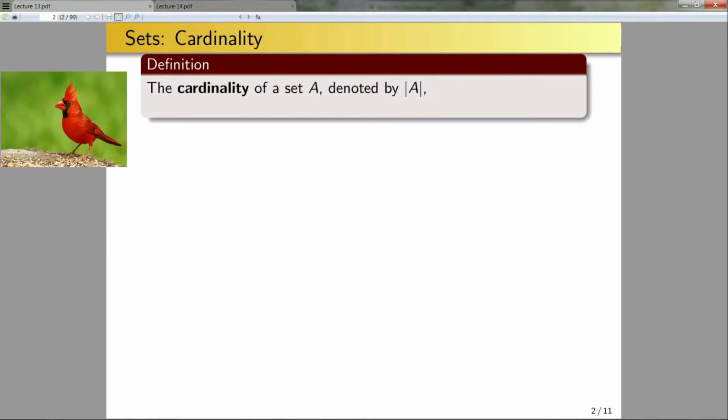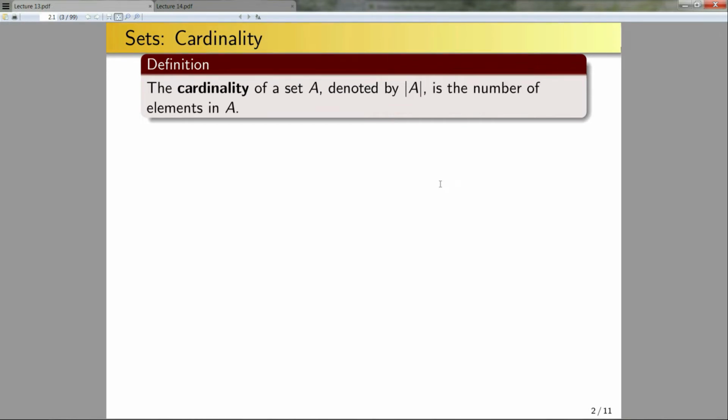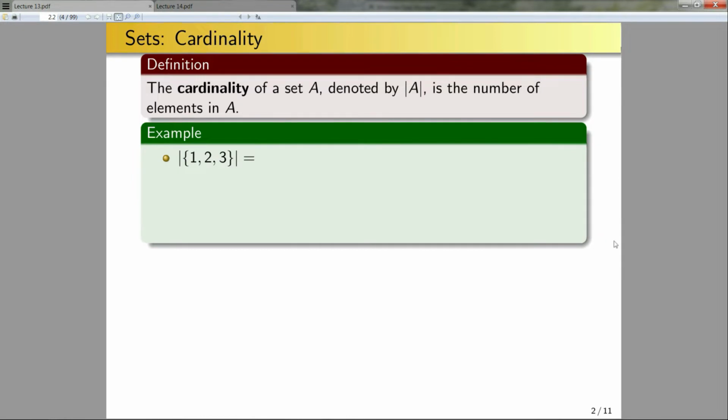The cardinality of a set A, denoted by these bars around A, is the number of elements in A. So let's go through some examples. The cardinality of the set containing 1, 2, 3 is simply 3, since there are exactly 3 elements in this set. The cardinality of the set containing 1 is 1, because there's 1 element. The cardinality of the null set, well, that's going to be 0 because there's nothing in there.